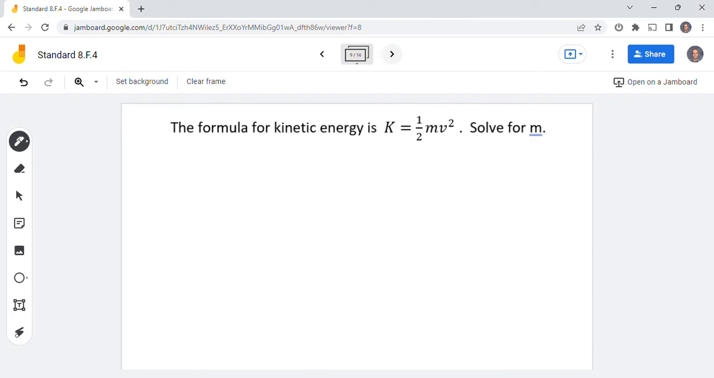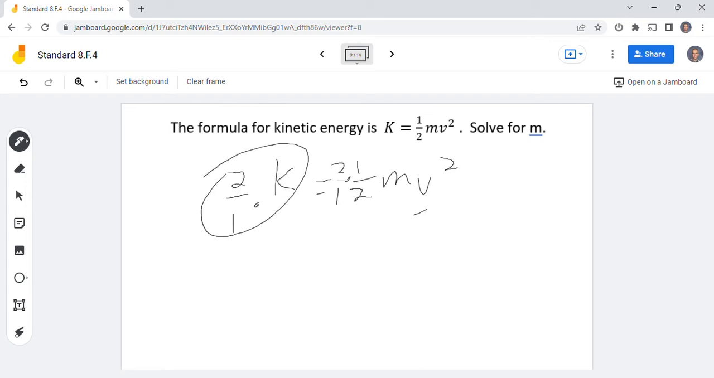Kinetic energy. We're solving for m on this one. This is a nice physics formula. That means the m right here needs to be isolated. So we have to get rid of this 1/2. We have to get rid of the v squared. Now if you take a look at this notation on the right hand side, the 1/2 is being multiplied to the m, and so is the v squared, so we can undo everything with division. We're going to divide by 1/2, and we know that dividing by 1/2 is the same thing as multiplying by 2 over 1. We multiply by the reciprocal.